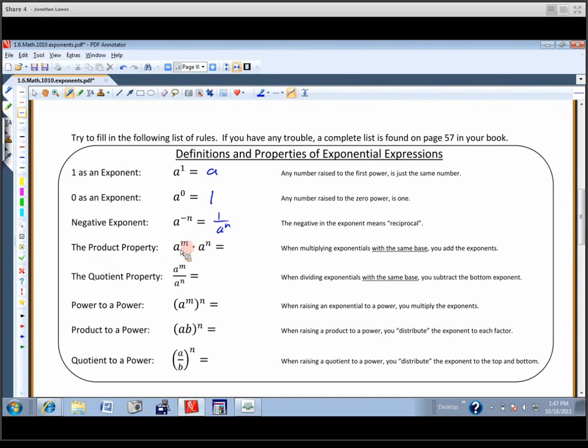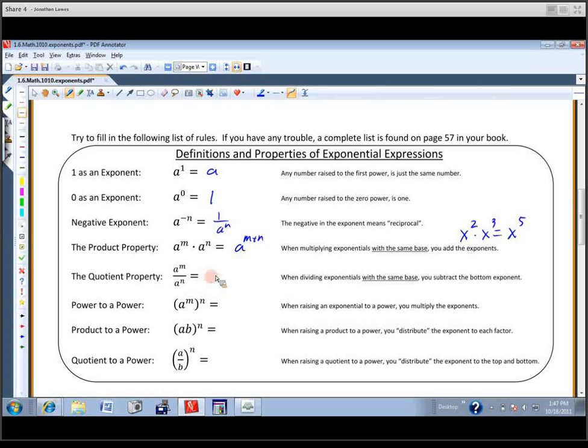Okay, this is called the product property of exponents. If you're multiplying these together, you actually add the exponents. So this would be a to the m plus n. An example of something like that would be x squared times x to the third. That's going to be x to the fifth.